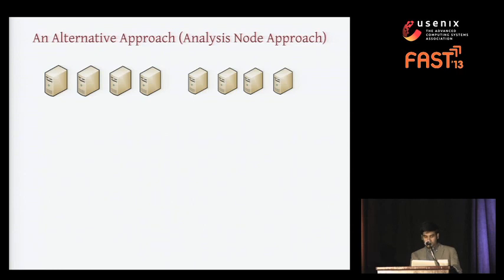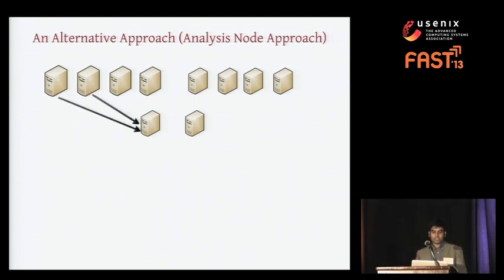One alternative that we consider in the paper, and I will briefly talk about it here also, is the analysis node approach, where you order extra nodes just for doing scientific data analysis. These are different from simulation nodes. We should note that they cost extra money. They also cost extra installation cost, right? And they also need to be put into the interconnect of the supercomputer, so that needs to be modified. There is a lot of overhead associated with it.